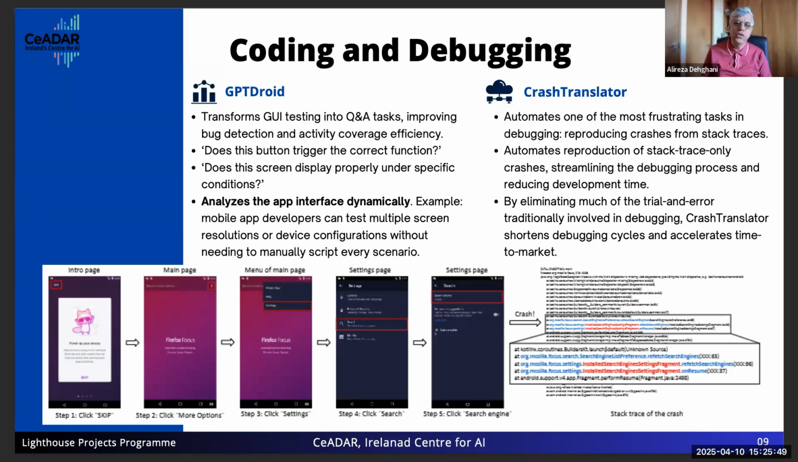You can use it in different areas if you want. As I said, you can even consider it as a way to bug hunt. If you have bugs in an application you have developed, you can leverage GPT Droid to help you find the bugs and fix them. So the next one could be Crash Translator.